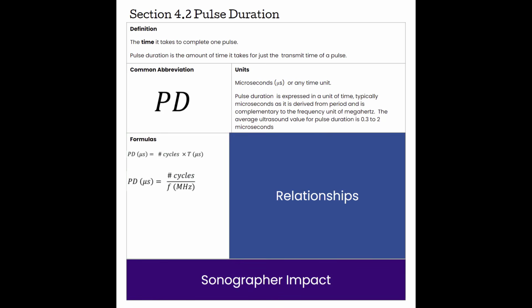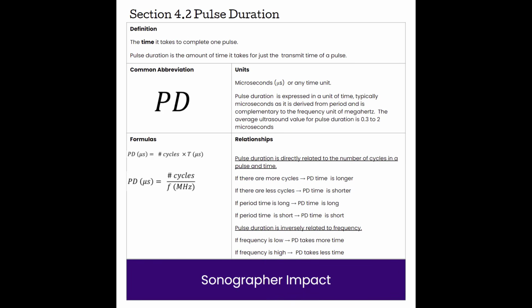And in our formula for pulse duration, we can see that pulse duration is equal to the number of cycles in a pulse multiplied by the period. Or we can calculate it as the number of cycles divided by the frequency. So when we look at our formulas and the way that they are set up, we can establish the relationships. Pulse duration is going to be directly related to the number of cycles in a pulse and to the time or the period of the wave.